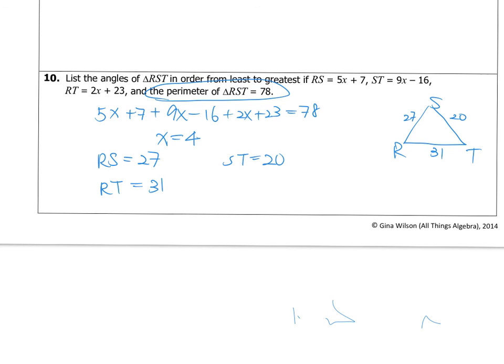So this is 20. Now we're listing from least to the greatest. We're looking at angles. So my smallest is 20, so angle R. Next one is 27, so it will be angle T facing 27. 31 is angle S. That's my final answer. So again, this is the exact same thing except that we're going from side length to angles rather than from angle to side length.